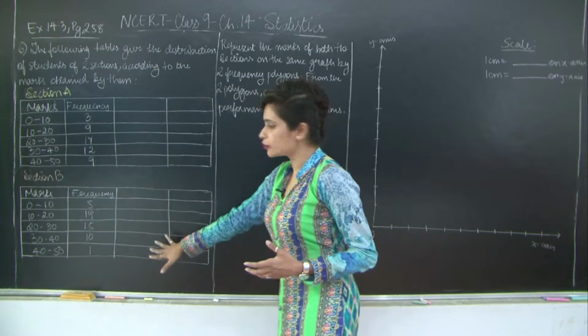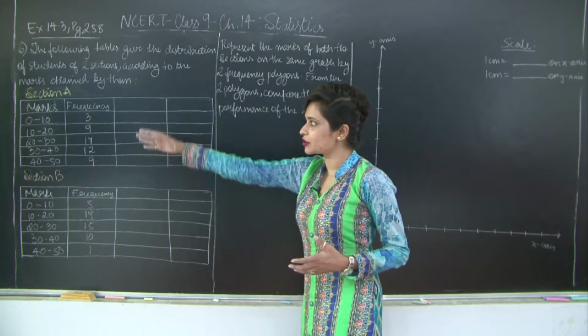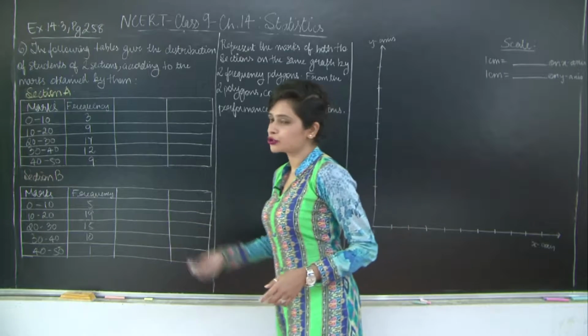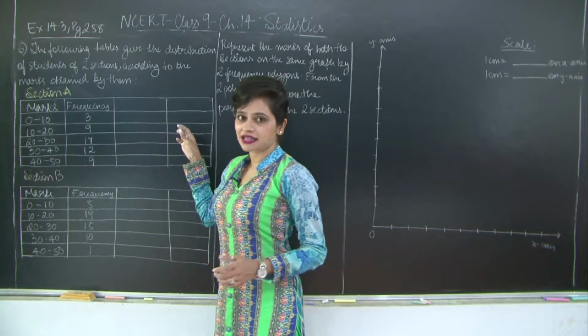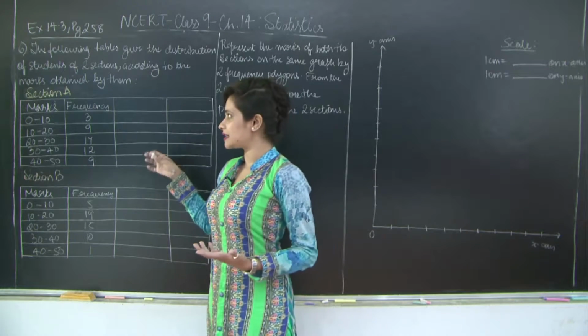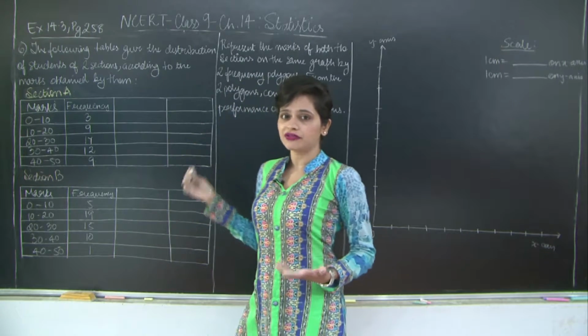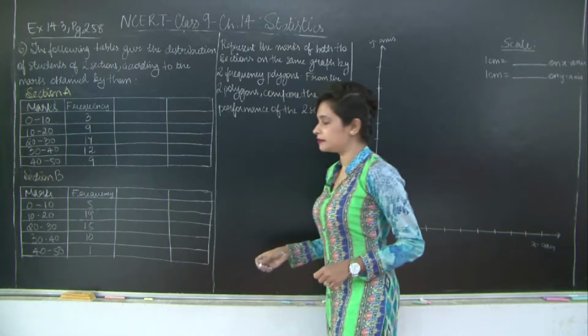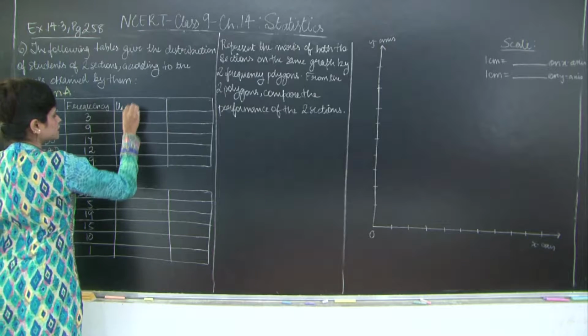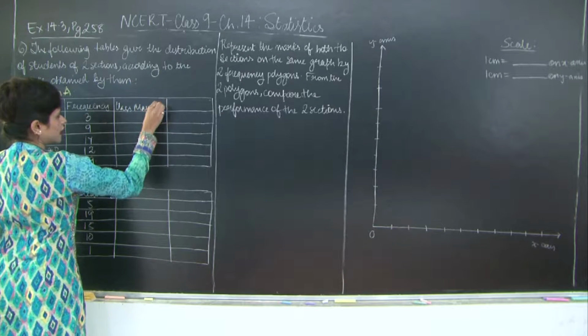The class marks are going to be the same for both these sections because the class intervals are the same. And then we will write the ordered pair, which is nothing but the x coordinate and y coordinate. The x coordinate is going to be the class mark and the y coordinate will be the frequency. So let's fill this table: class mark and ordered pair.